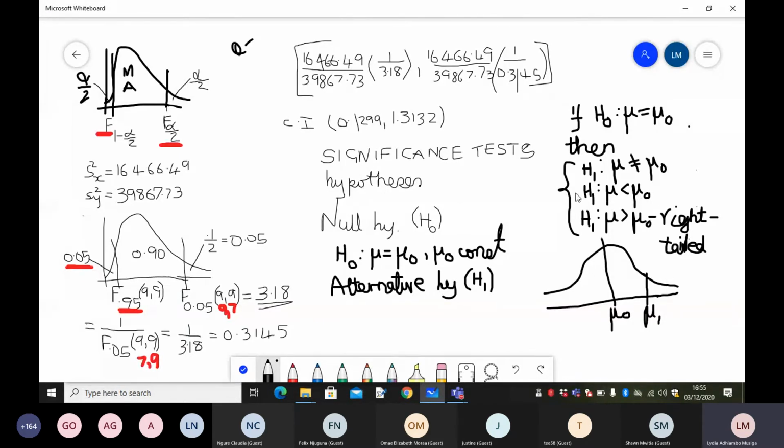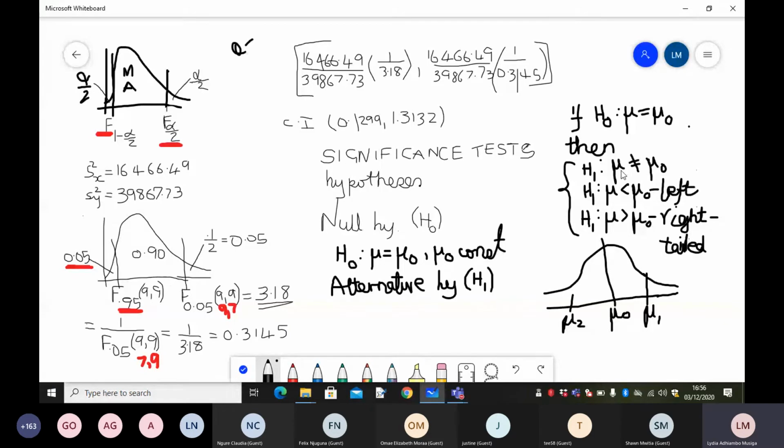Looking at the second alternative, which states that H1 is such that mu is less than mu naught. So maybe the mean, let's call it mu2, is less than mu naught, of course it is to the left of mu naught, then this test will be called a left-tailed test.